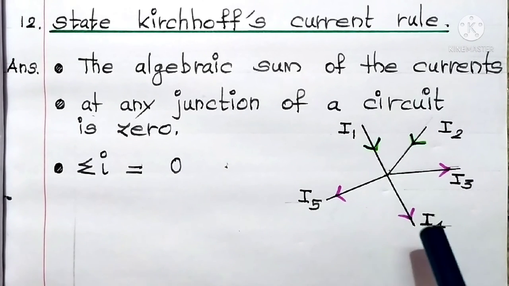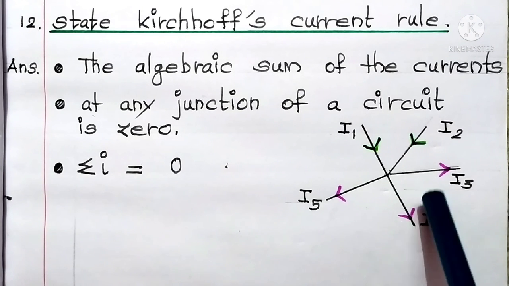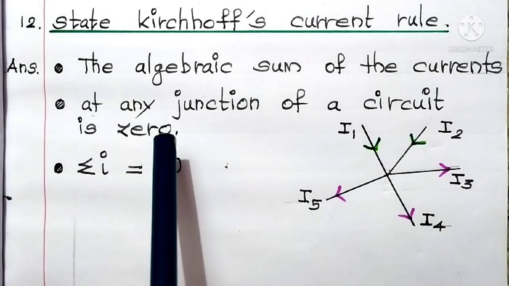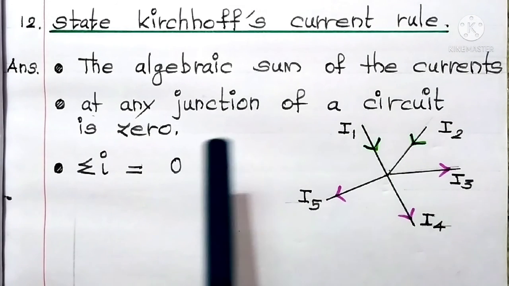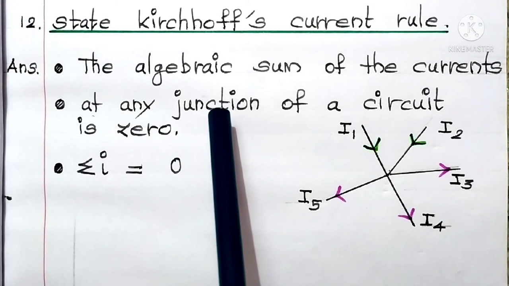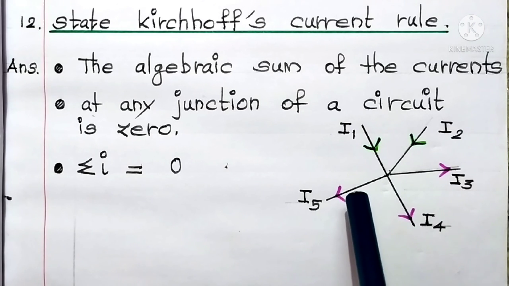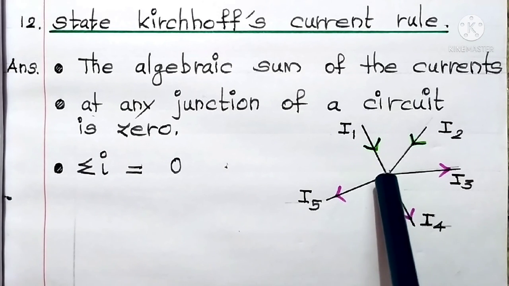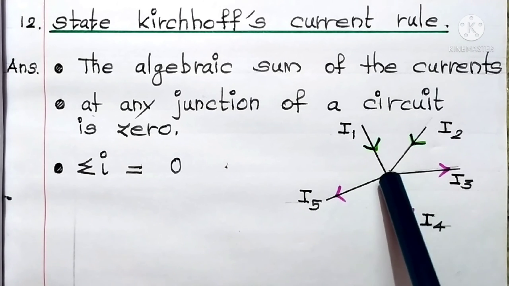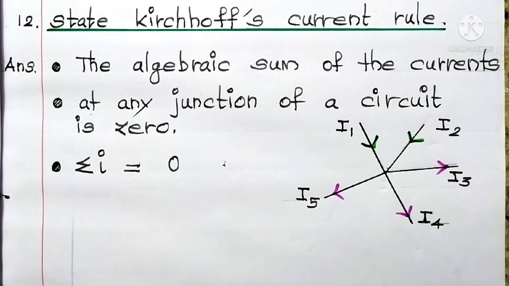So on the whole, if we add all these currents at this junction, then we will get 0. That's what the Kirchhoff's current rule states. Means the algebraic sum of the currents at any junction of a circuit is 0. So here we have taken a junction of a circuit, and the algebraic sum of all the currents coming towards the junction and coming out of the junction, they'll become 0. This is what the Kirchhoff's current rule says.